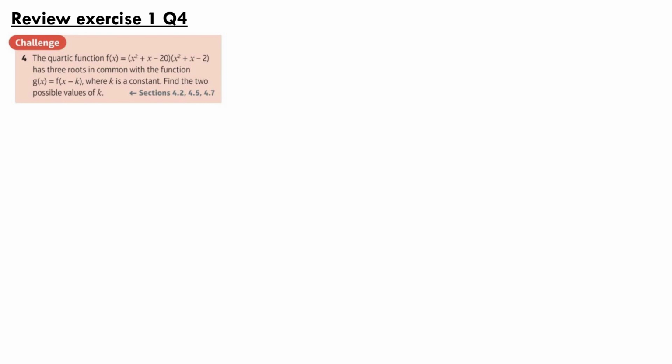Okay, and finally, question 4. The quartic function f of x equals (x squared plus x minus 20) times (x squared plus x minus 2) has three roots in common with the function g of x equals f of x minus k, where k is a constant. Find the two possible values of k. Okay, so we can start by factorizing completely f of x. So we get f of x equals (x minus 4)(x plus 5)(x minus 1)(x plus 2).